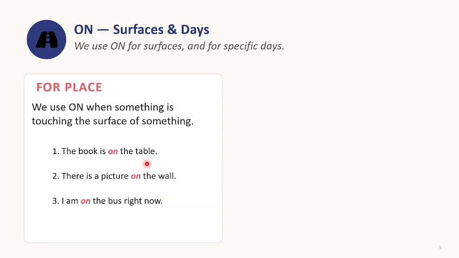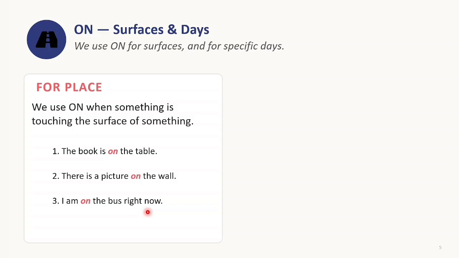Like, the book is on the table. It means the book is touching the surface of the table. There is no space between these two, so we use "on." There is a picture on the wall. The picture is not far from the wall; of course, it touches the surface of the wall. And I'm on the bus right now. When I'm on the bus, it means I'm not at the top of the bus, or there is no space between me and the bus.